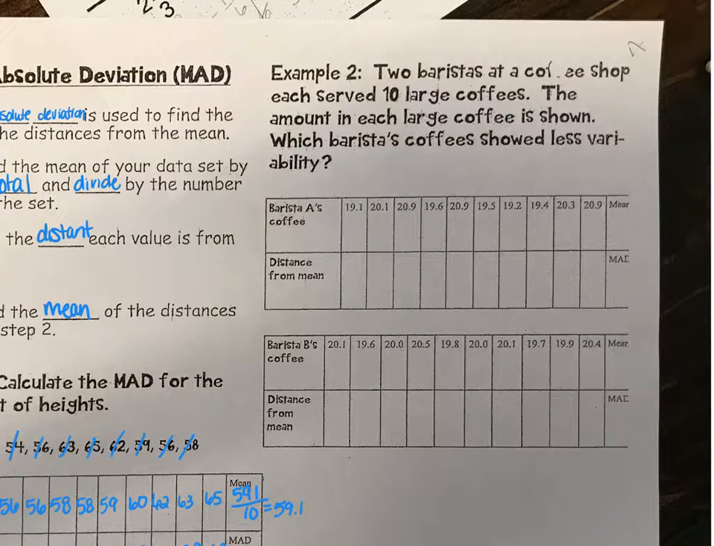This is talking about a barista at a coffee shop. Each served 10 large coffees. The amount in each large coffee is shown below. Which barista's coffee showed less variability?